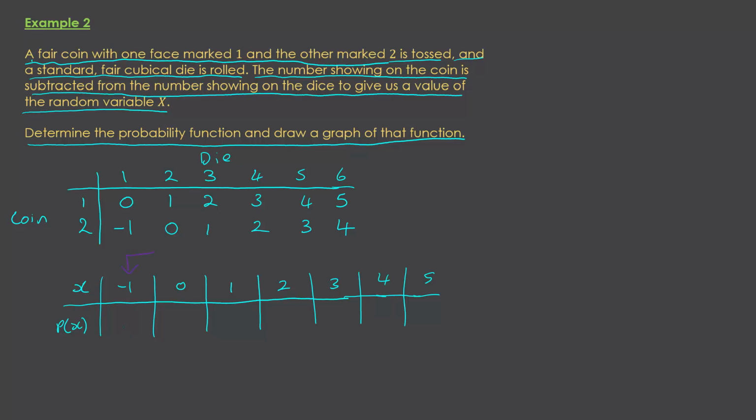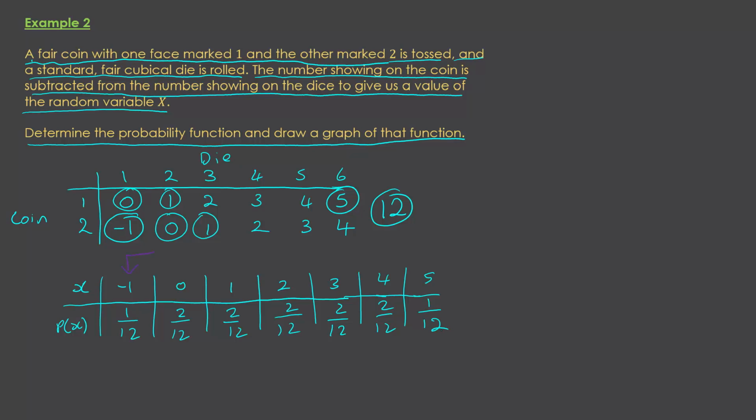Now, the probability of that -1: note that there are 12 values in the table, and there's just one of those, so that's 1 out of 12. 0, there's 2 of those, so that's 2 out of 12. There's 2 1s, so that's 2 out of 12. And we can see going across here that these are all 2 out of 12 until we get to the 5, and then that is 1 out of 12.